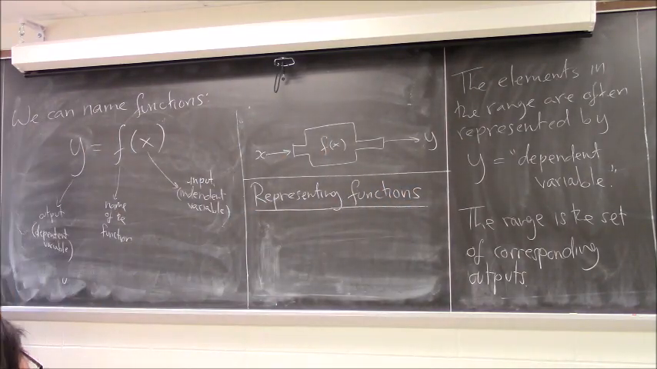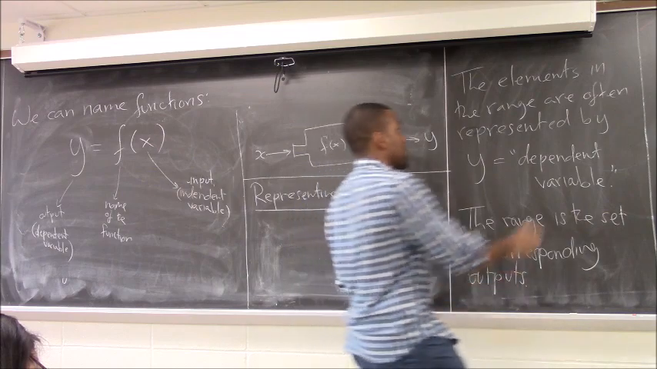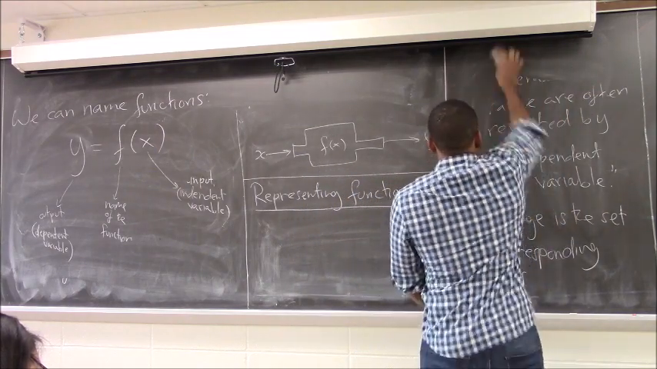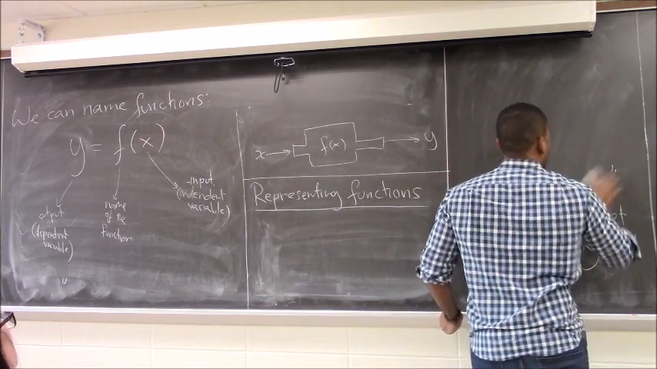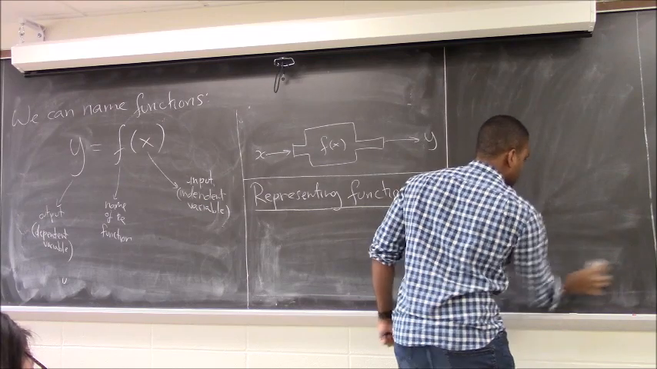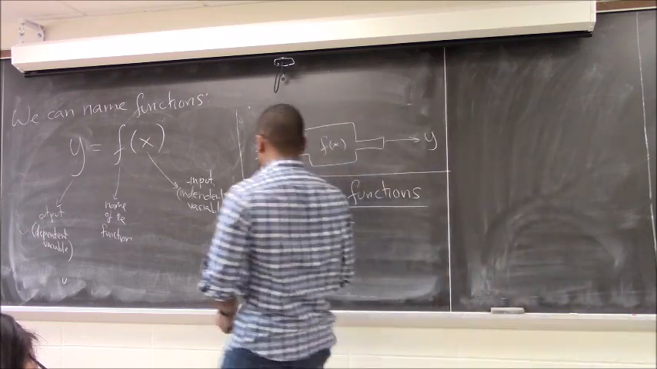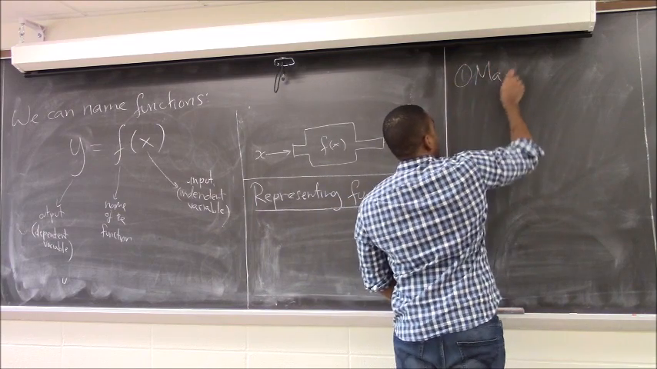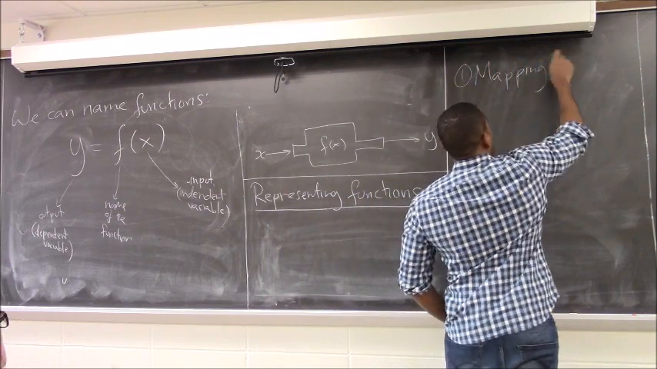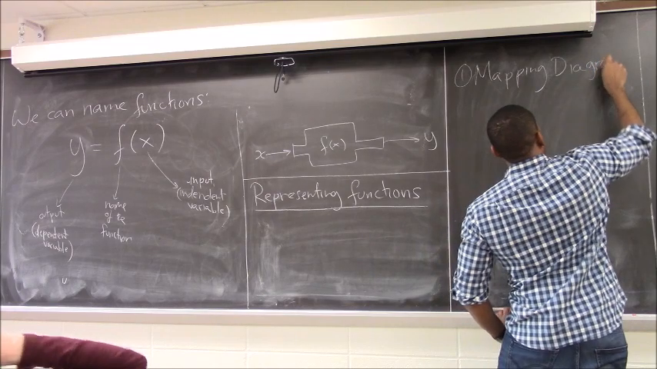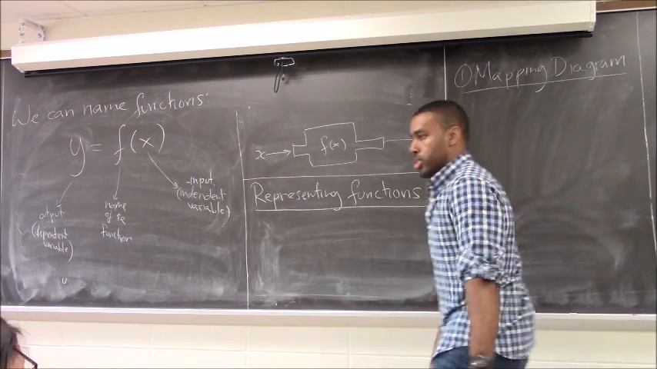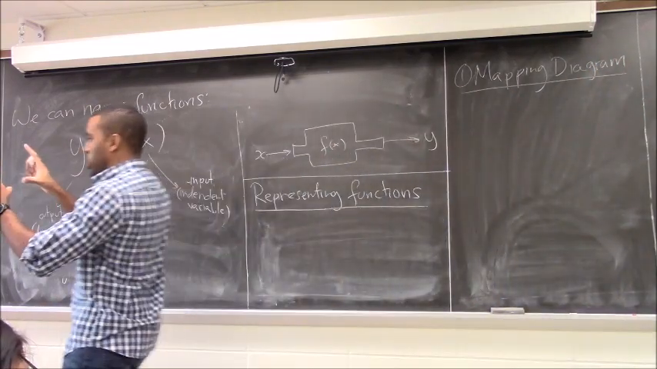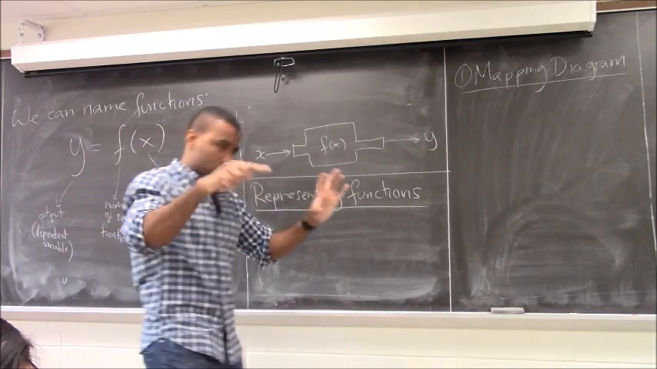There are several ways to actually write this idea down. Okay? So several ways we can represent when a relationship like this is happening. One way is what we call a mapping diagram, and it's what I was using earlier. This is where you literally draw a picture of two things and connections between them.